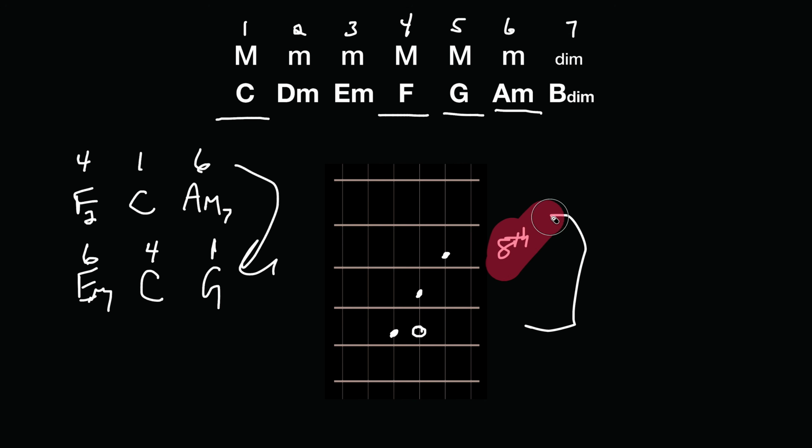So instead of being on the 8th fret now, I'm on the 3rd fret. And this is my 1 chord, my G. This is my E minor 7. And then for my 4 chord, I have this note here.